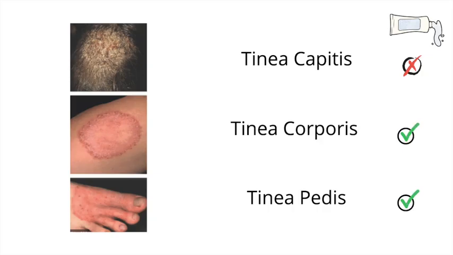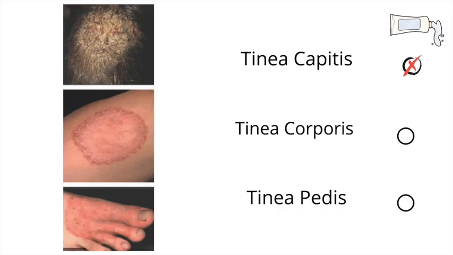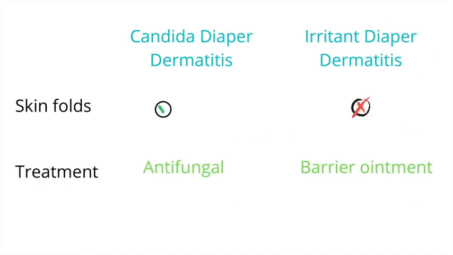In the pediatric population, these two conditions can be easily confused, but here's a simplified way so that you can remember them. In Candida diaper dermatitis, the skin folds are involved. That's because Candida does not care. They don't obey any boundaries. They go wherever they want to go. So the skin folds are involved. However, for irritant diaper dermatitis, the skin folds are not involved. In order to treat Candida diaper dermatitis, of course, we use antifungals, while we use barrier ointments for the treatment of irritant diaper dermatitis.